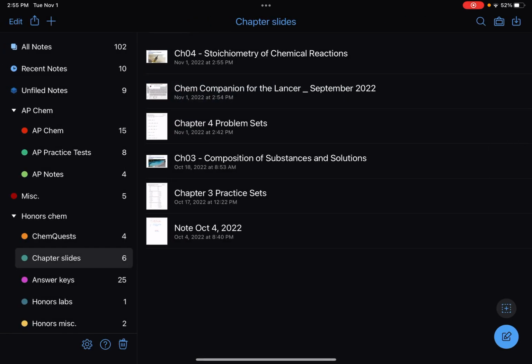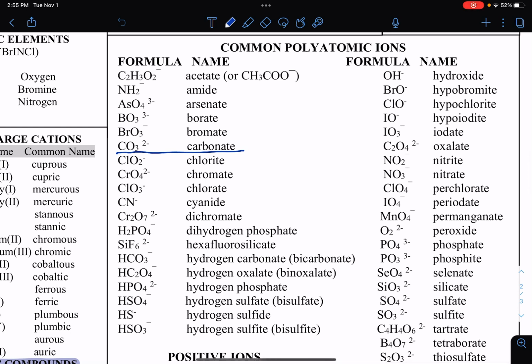So let's look at our polyatomic ion list. Hydroxide is the top of the second column. Hydroxide is a polyatomic ion, OH with a 1- charge. Therefore, it's going to make a compound with a positively charged cation.